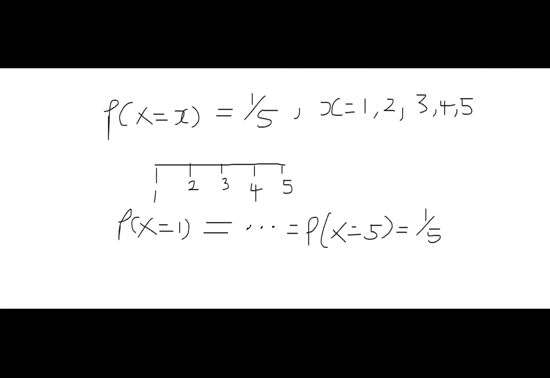Now, this one is discrete. So this is the PMF. But what about when we get to a continuous version of it? How is it going to look?